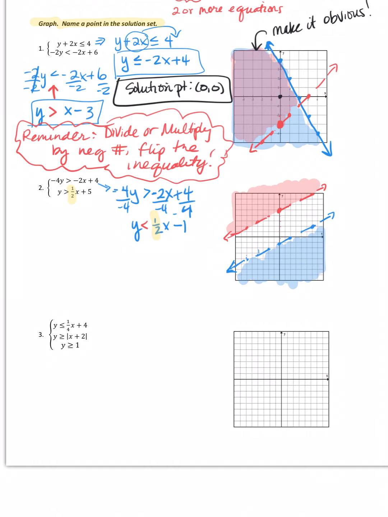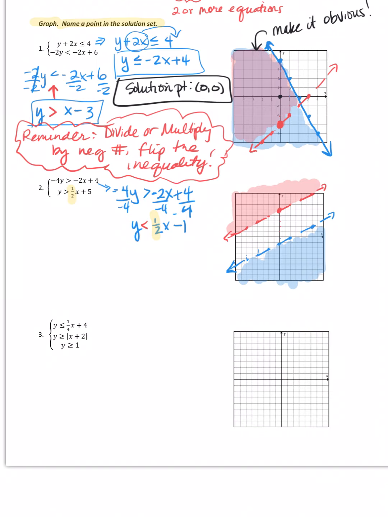Now that last equation is y is greater than or equal to 1. Well, that's a horizontal line where y is 1. All right, and where am I shading now? Well, when I shade that, it says greater than, so I'm going to be shading up above y equals 1.